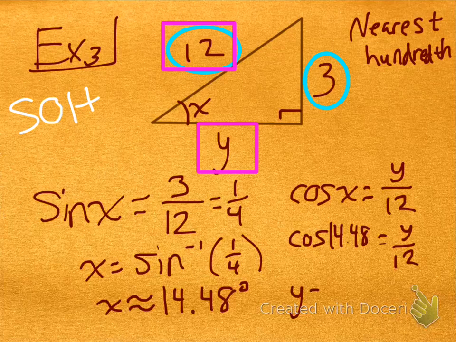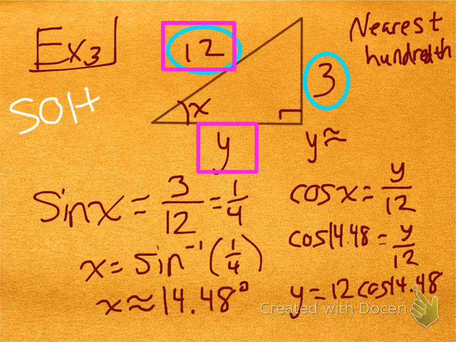Therefore, y equals 12 cosine of 14.48. And when you type this into your calculator, you get approximately y, I'll write it up here. Y is approximately 11.62. That's rounded to the nearest hundredth.